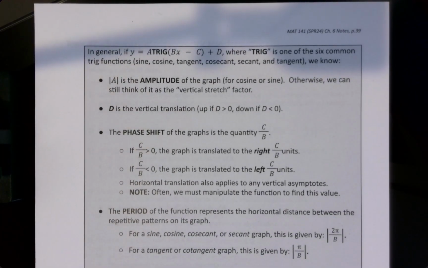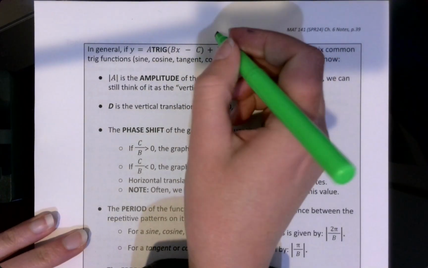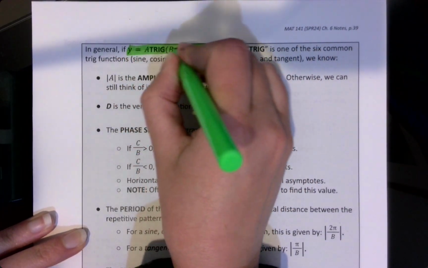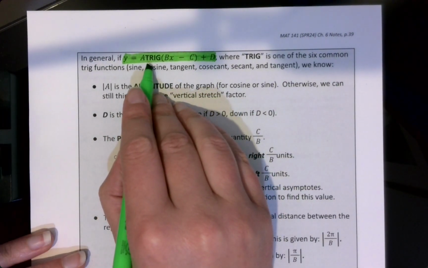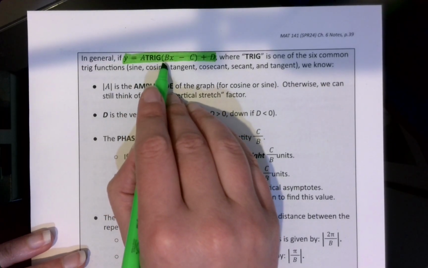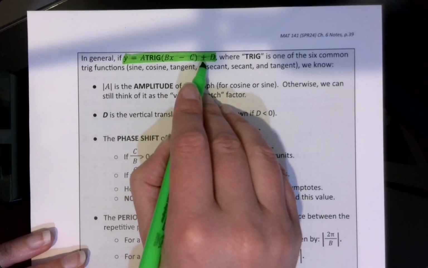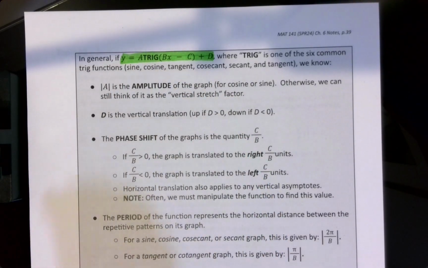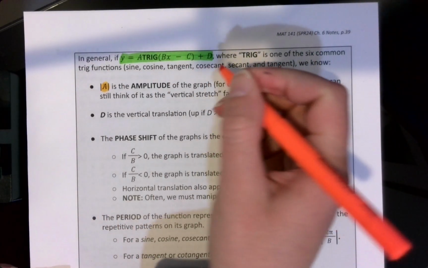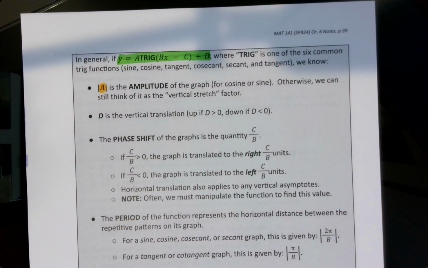On the next page, in general, if we're looking at y equals a times any of our trig functions, sine, cosine, tangent, cosecant, secant, cotangent, of bx minus c plus d, the transformations are going to be the same, and we have our trig functions interchangeable here. We know that the value of a, that's going to be a vertical stretch. Let me just write that in. That's going to be a vertical stretch.